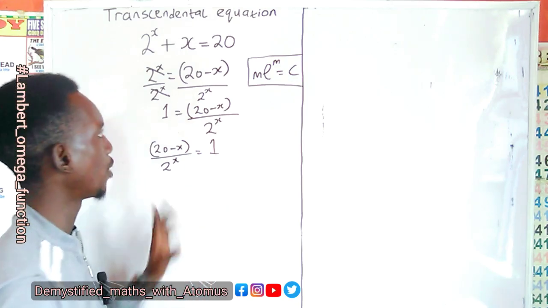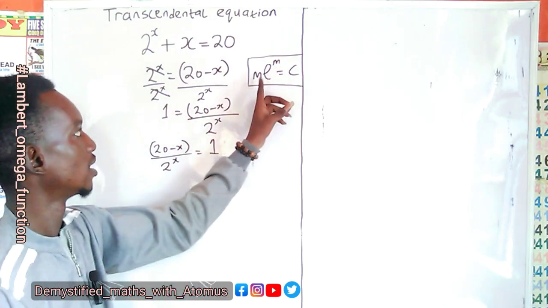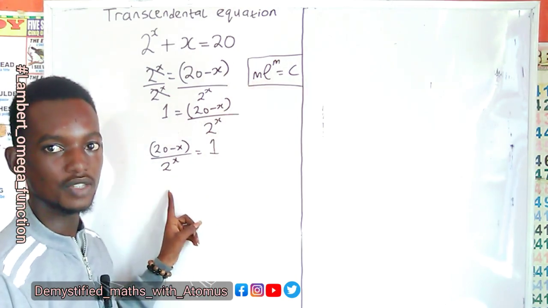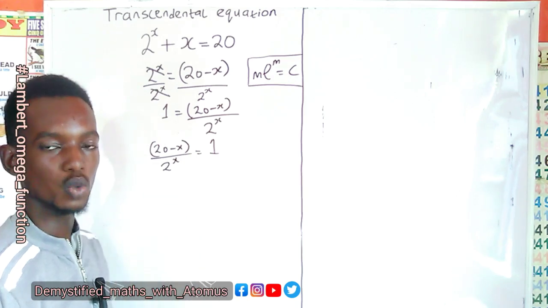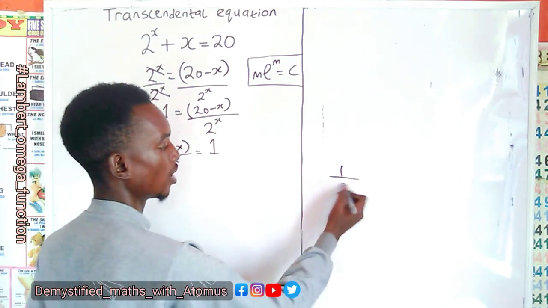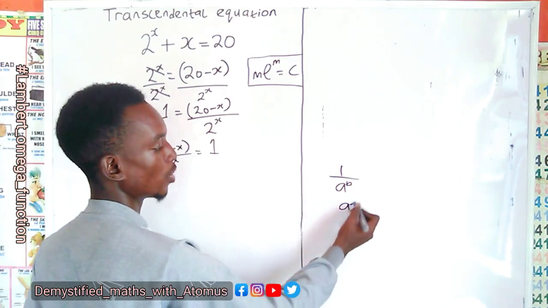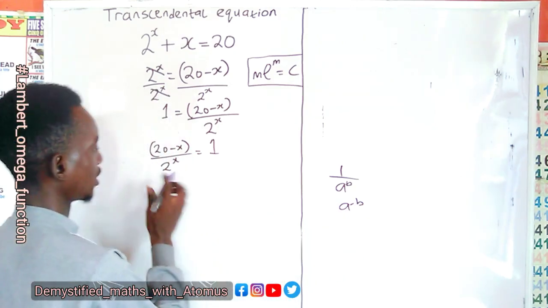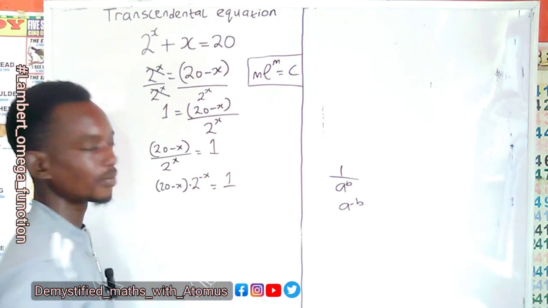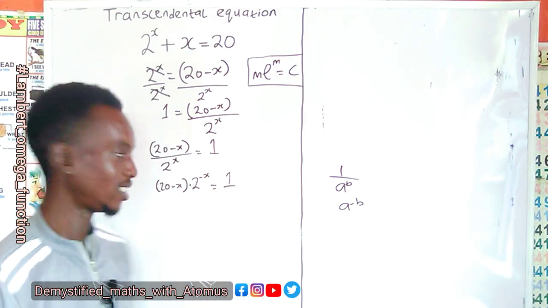Now the next thing is that when we compare here, we'll see that there is no fraction in the guide, but we have a fraction here. So let's try to eliminate this fraction. To eliminate it, we're going to use the law of indices that states that 1 over a raised to the power b gives us a raised to the power negative b. So I'm going to do that here: (20 minus x) times 2 raised to the power negative x equals 1. Slowly, we're getting there.